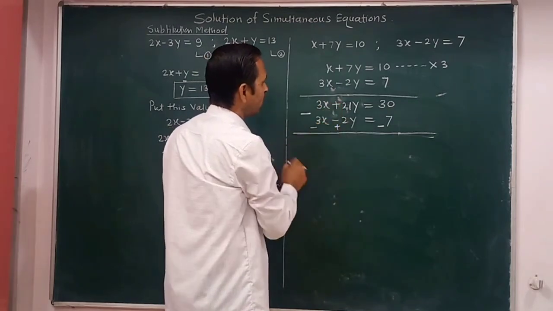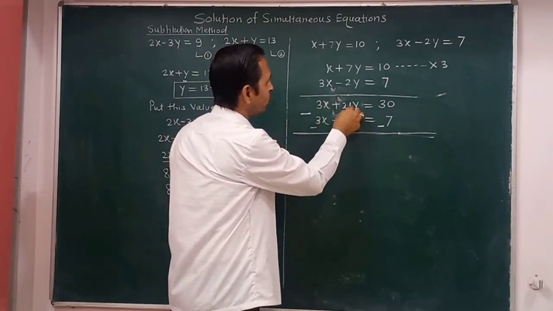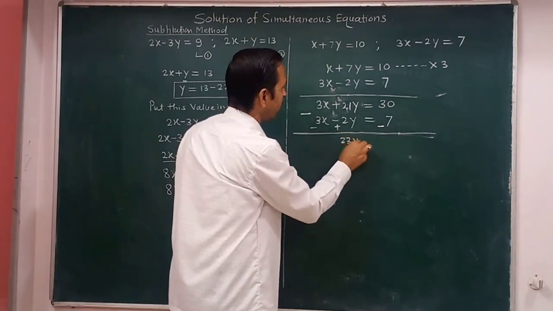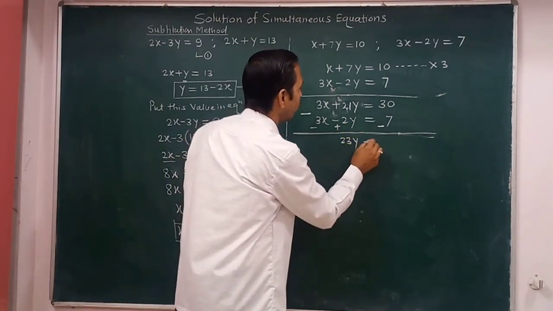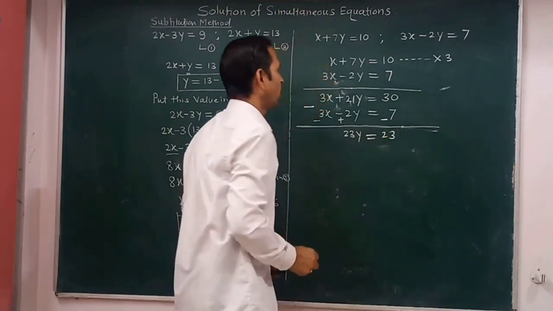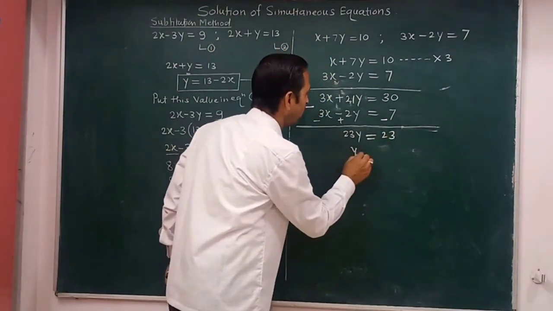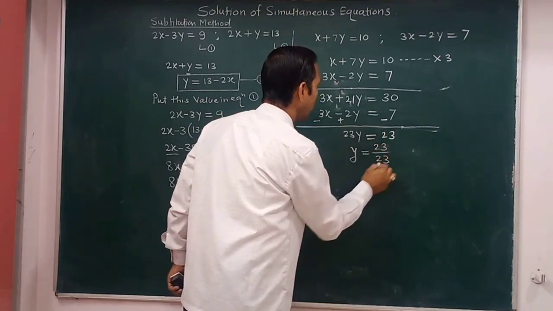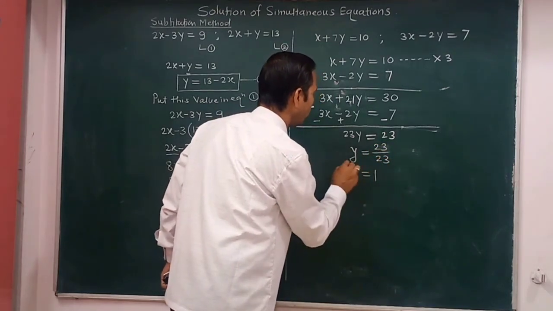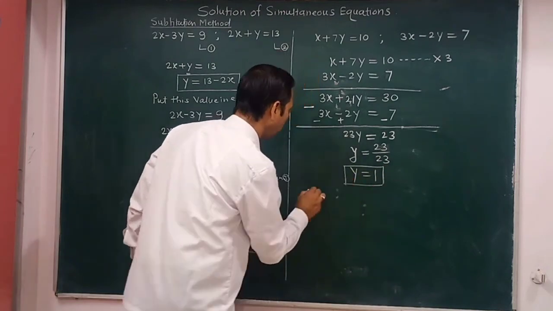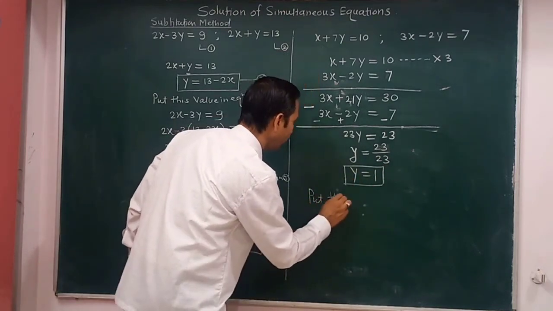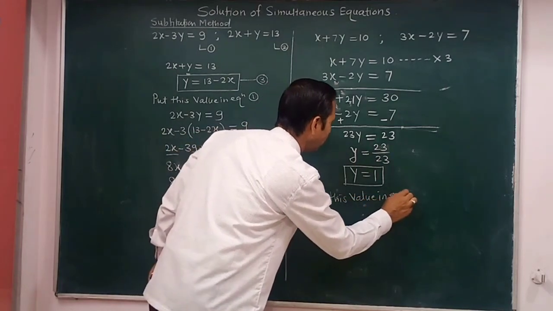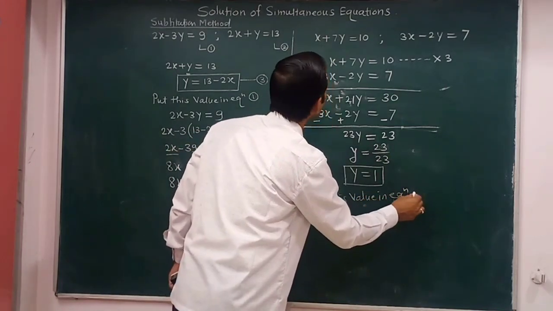Now 3x cancels here, 21 plus 2y, we will get 23y is equal to 23, and hence y is equal to 23 upon 23, and that's why y is equal to 1. Now put this value in equation 1 or 2.